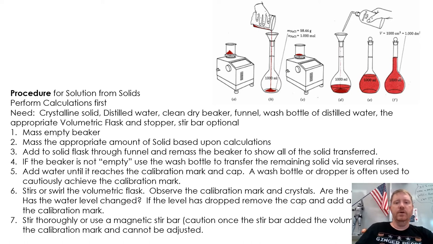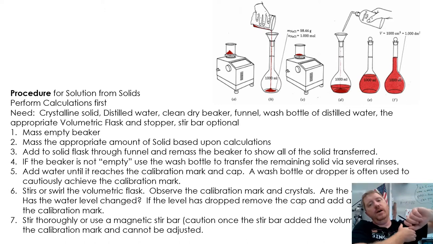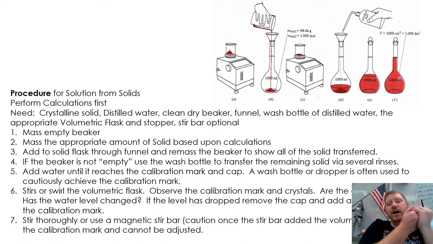Okay, so when we make a solution from a solid, there are a couple of steps. The first step is to do the calculations and get all your equipment ready. You need your clean solid, and you need distilled water, not tap water. Tap water has stuff dissolved in it. You want distilled water, which is just good old H2O, a beaker, a funnel, a wash bottle, and then a volumetric flask. So you have your empty beaker, you mass the empty beaker, then you put in the right amount of solid, whatever you've calculated.